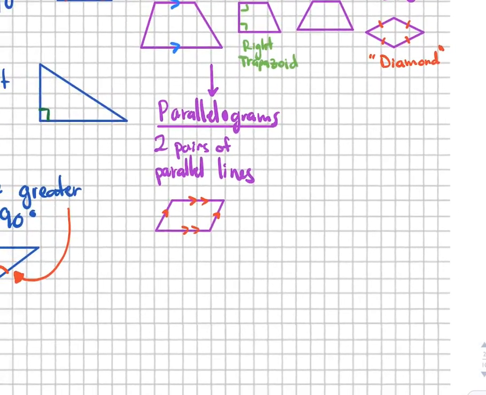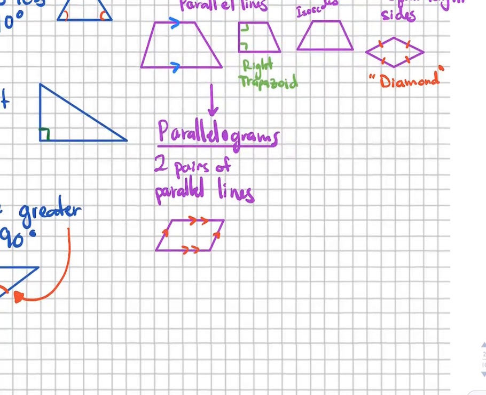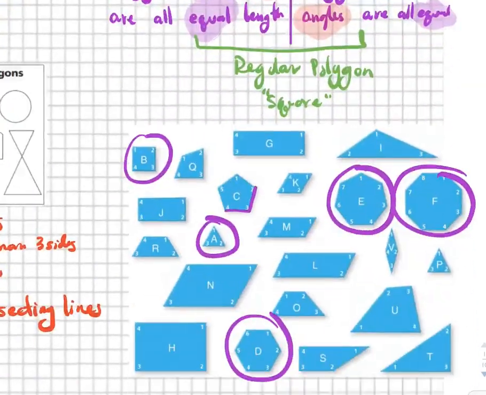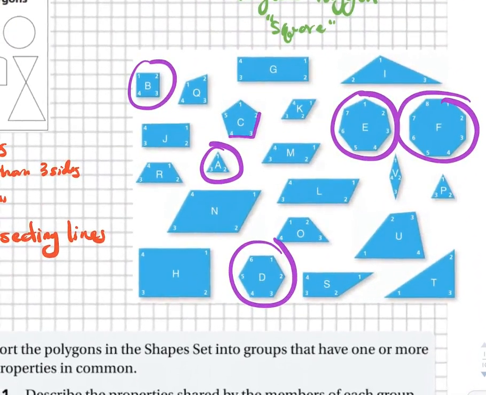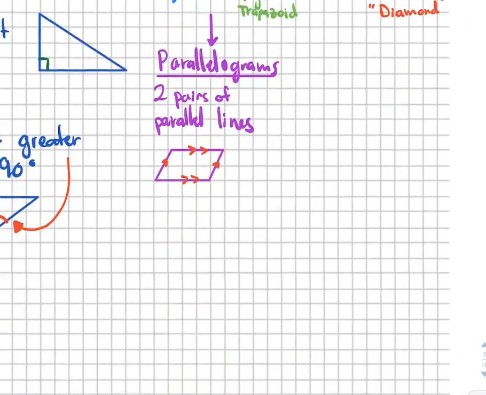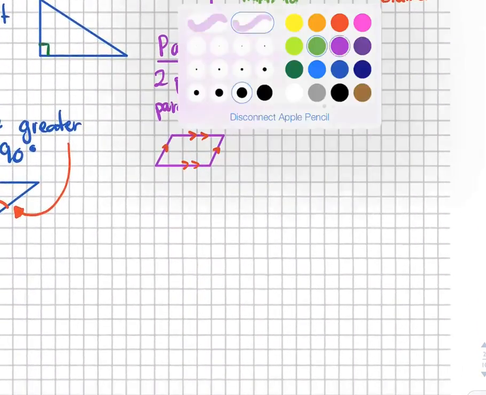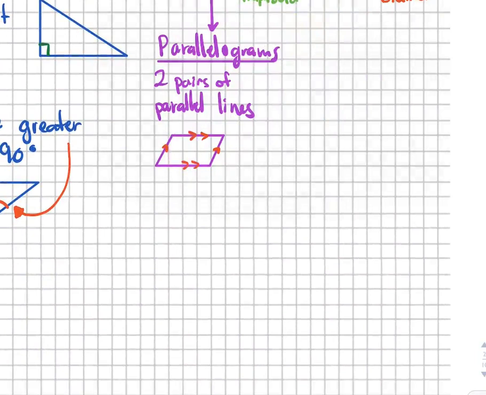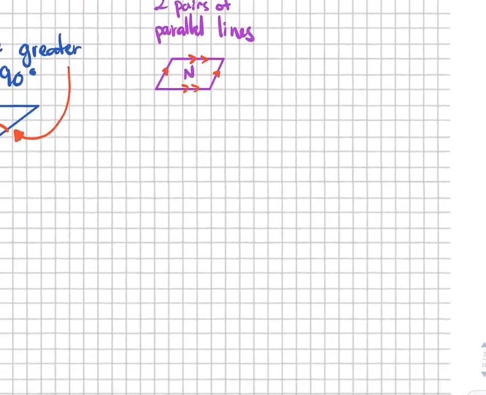All right, parallelograms. From parallelograms, let's do some examples from your shape set. Parallelograms would include things like L, M, N. Those are all parallelograms, and also the rectangles. But for now, we'll just talk about parallelograms. So I'm just going to put example shape N here. Okay, from parallelograms, I'm going to make rectangles.